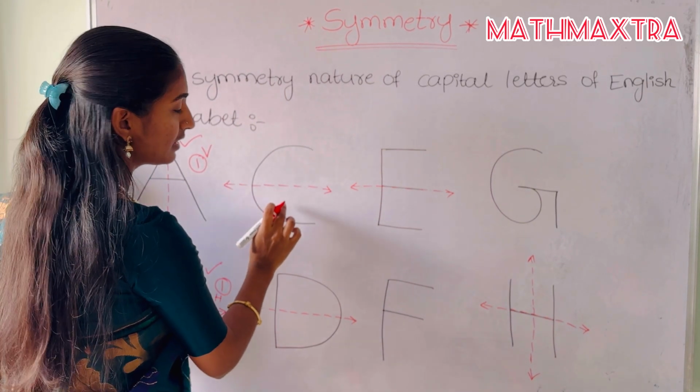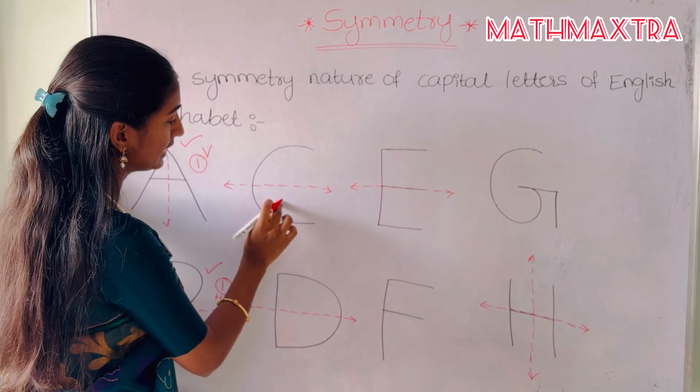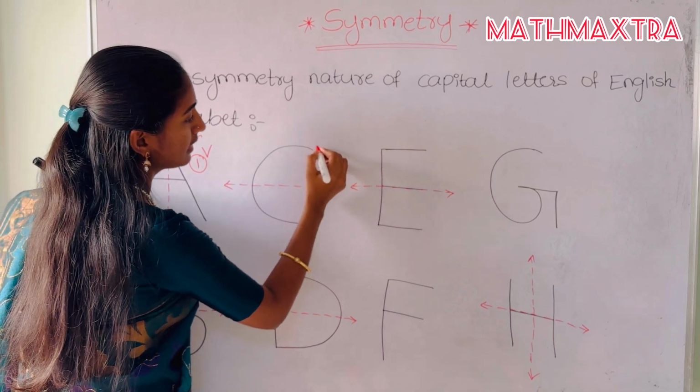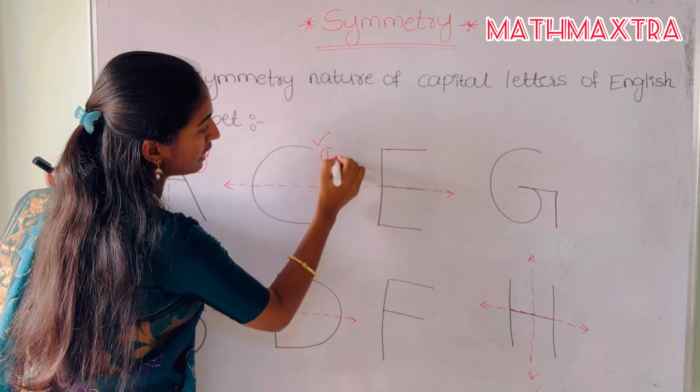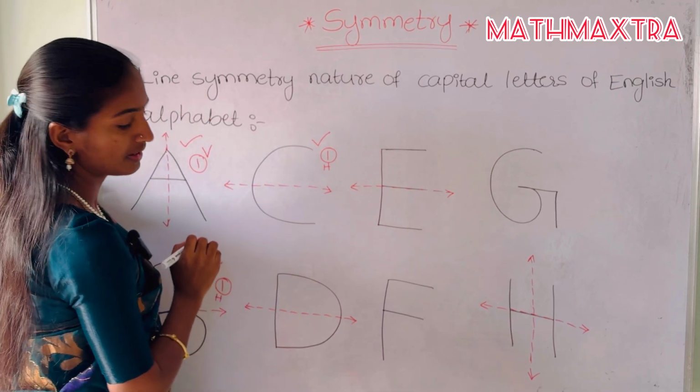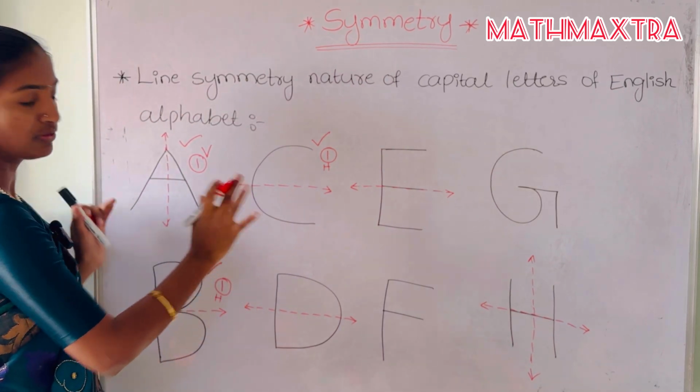So when you look at the figure C, it is symmetric and it has one line of symmetry, and it is a horizontal line of symmetry, isn't it? So this you have to remember.